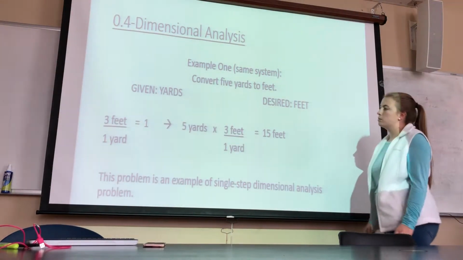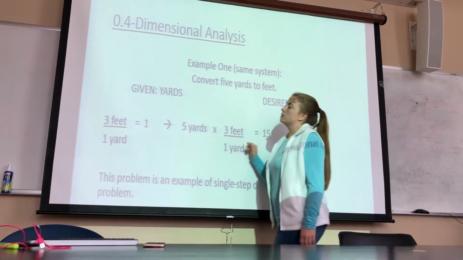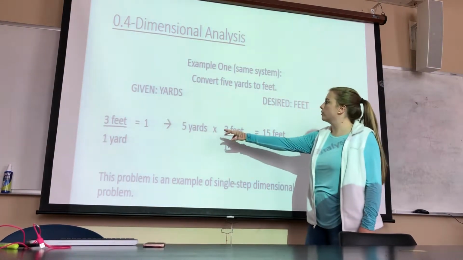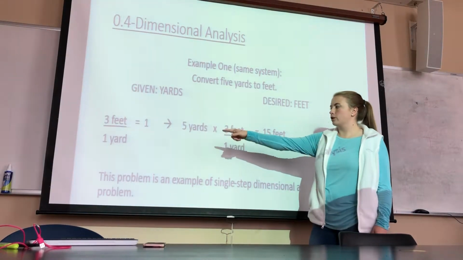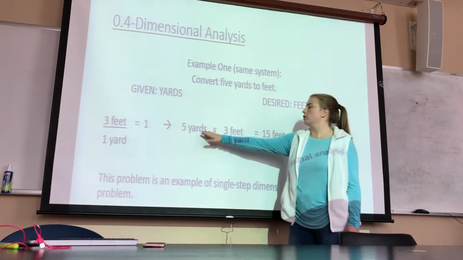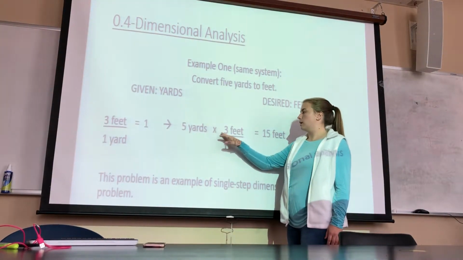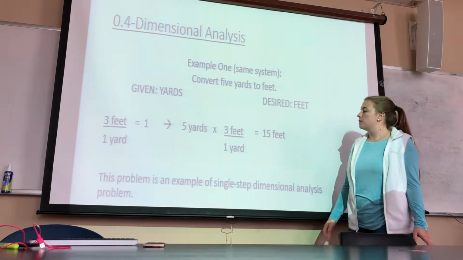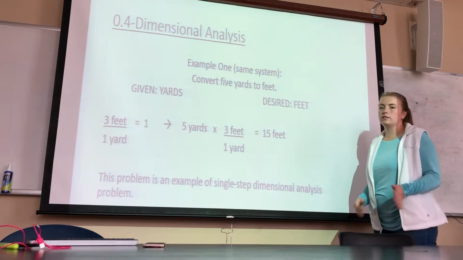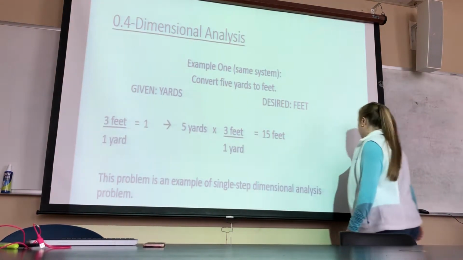In your next step, you're going to use this fraction you set equal to 1 in the dimensional analysis. So you start with your given, which is 5 yards, and you're going to multiply it by your conversion factor with yards on the bottom so yards cancel out. So you're going to say 5 yards times 3 feet over 1 yard is equal to 15 feet. This is an example of a single-step dimensional analysis because it only took one conversion factor.